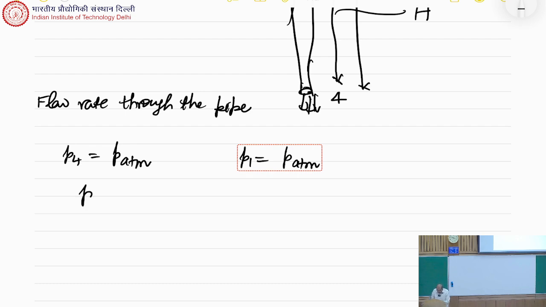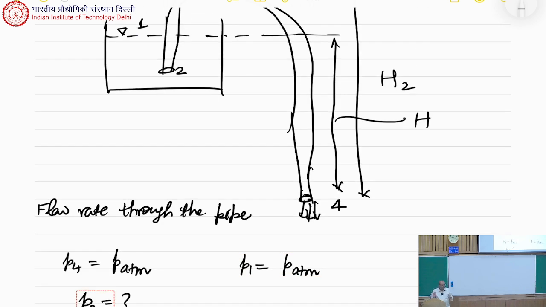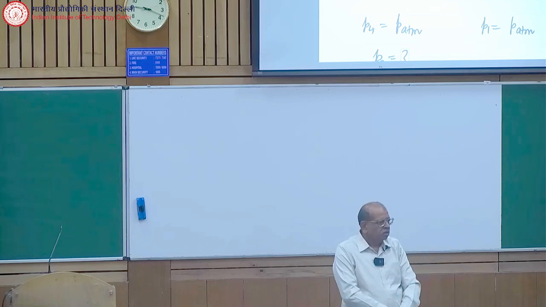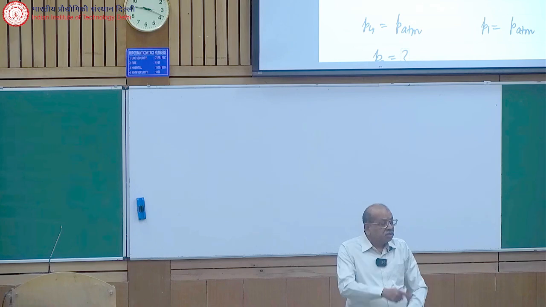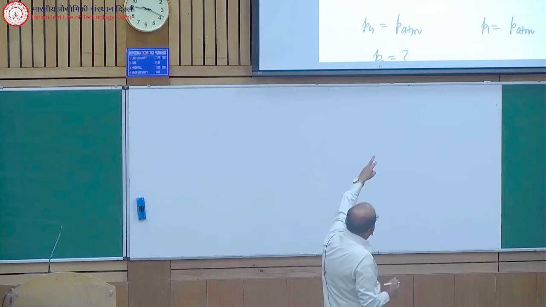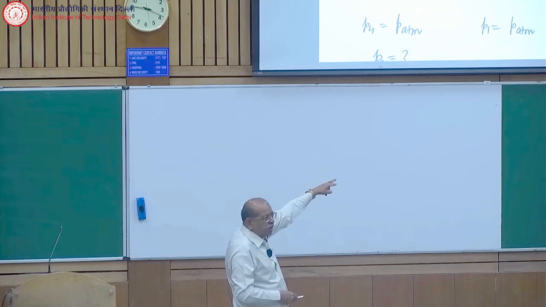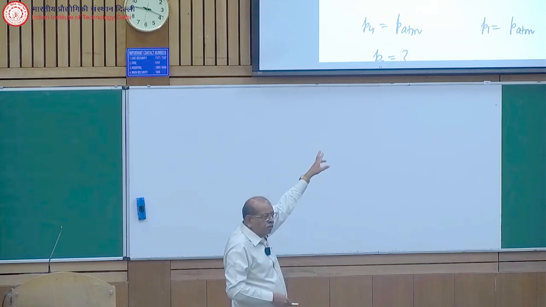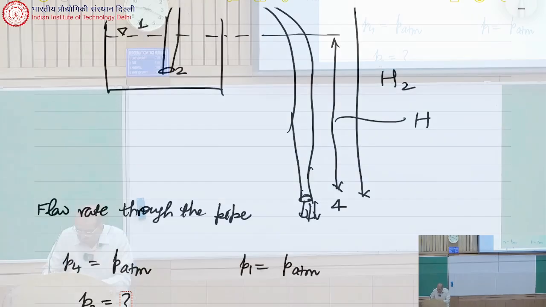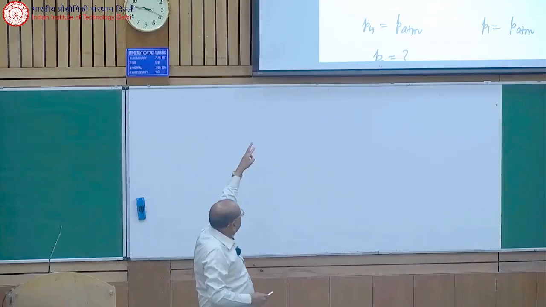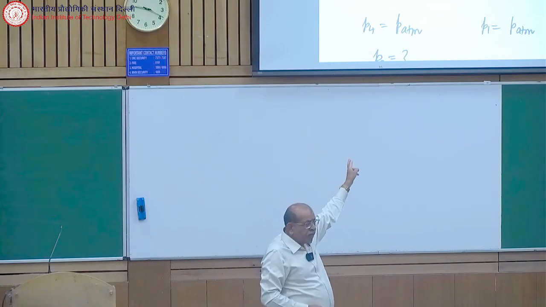Now the question, and this is where the common mistake is made. Do I know P2? Is P2 P atmospheric, or is it equal to P1 plus rho g times H2 minus H? Or whatever, rho g times this depth, which we don't know. Well, we can't say anything because this is not statics. So, as far as P2 is concerned, we do not know anything. But what we say is that any flow which is going out from 4, the streamline of that has to start from 1. So what we do is we apply Bernoulli equation on a streamline between 1 and 4.